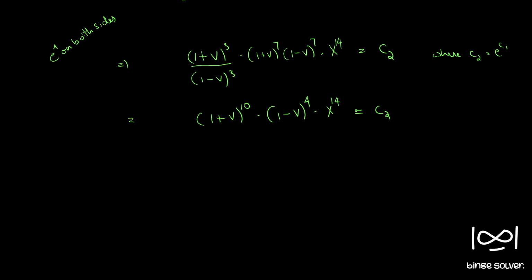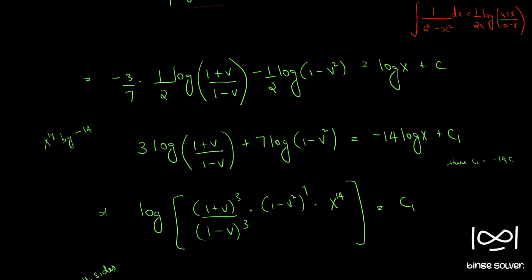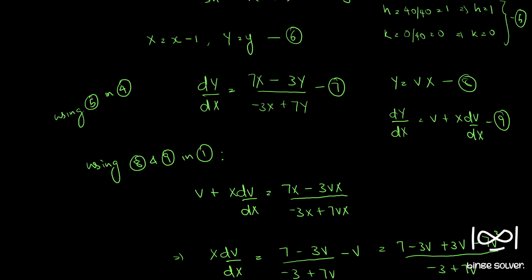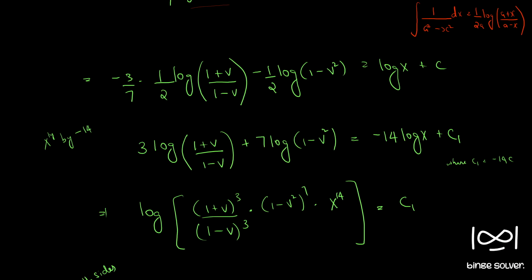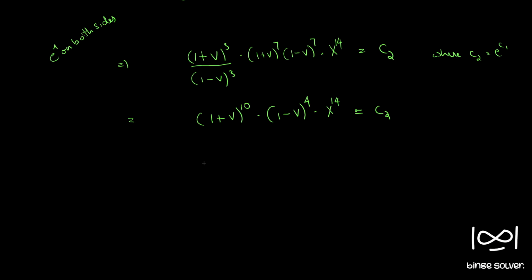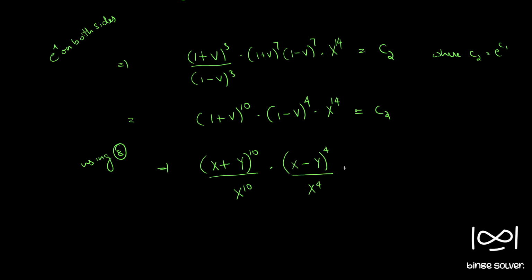Now from equation 8, we can apply v equal to y by x. From equation 8, we have v equal to y by x. So we will be applying that here. We have x plus y, the whole raised to 10 by x raised to 10 into x minus y, the whole raised to 4 by x raised to 4 into x raised to 14 equal to c2. So this cancels, gets cancelled.